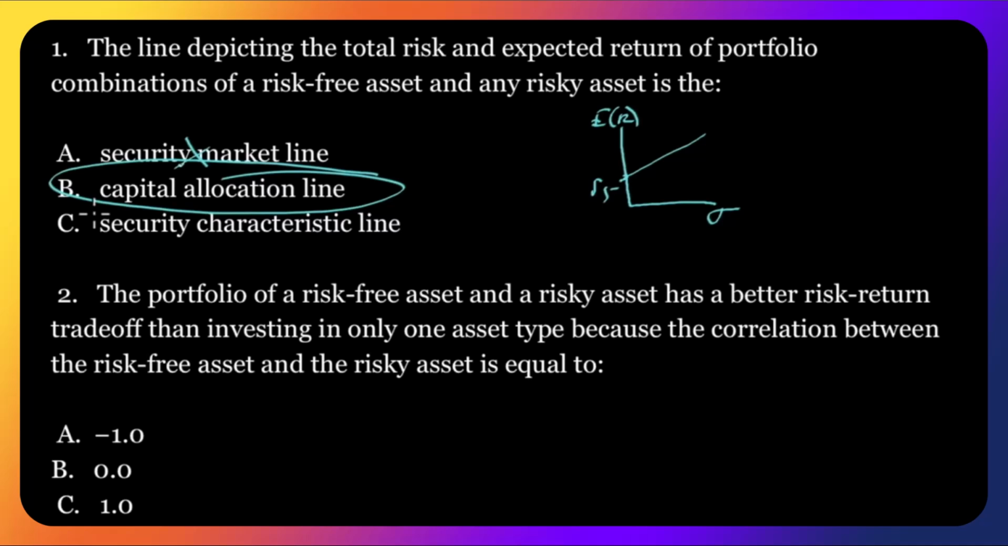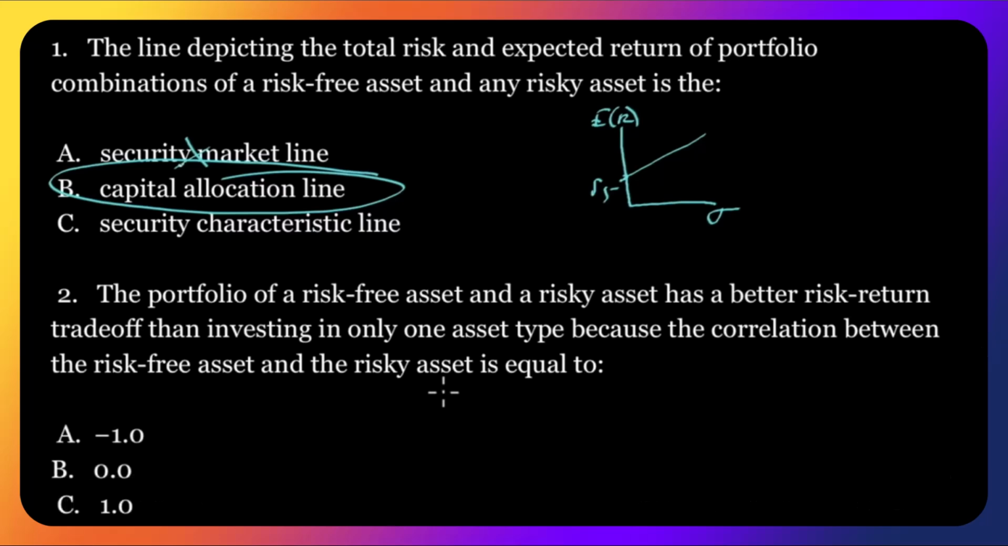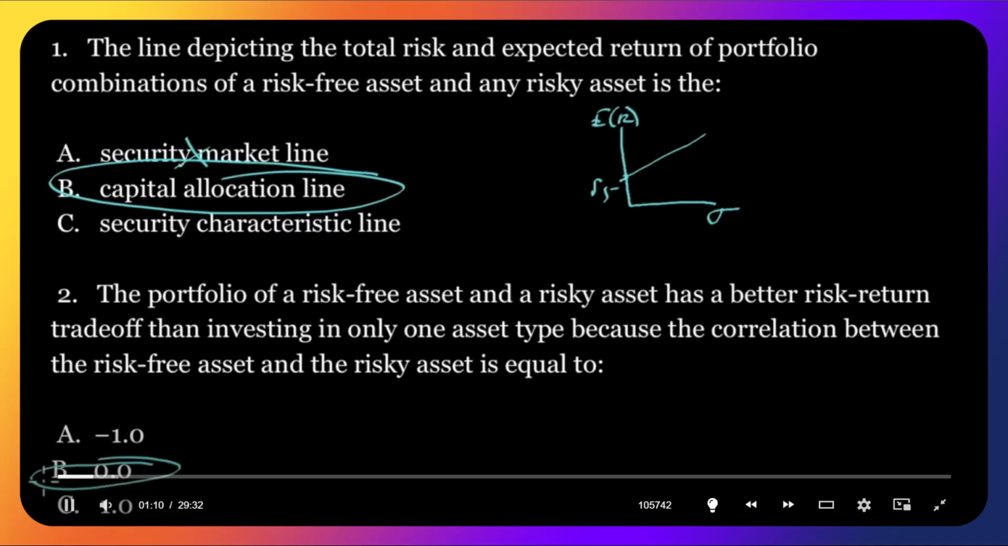2, the portfolio of a risk-free asset and a risky asset has a better risk-return trade-off than investing in only one asset type, because the correlation between the risk-free asset and the risky asset is equal to, what is the correlation of the risk-free and the risky asset equal to? Well, if one is risk-free and the other is risky, correlation must be 0.